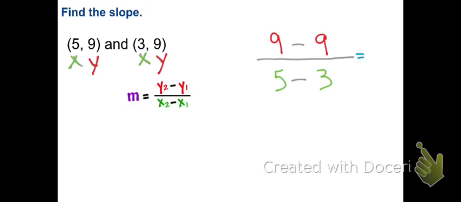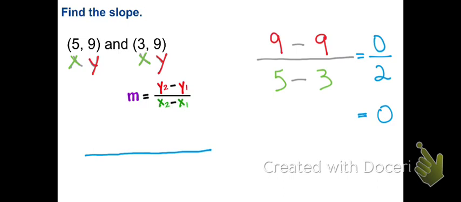All right, let's simplify. 9 minus 9 is 0. 5 minus 3 is 2. Let's put this into our calculator. 0 divided by 2 is 0. What does that mean? That means my slope is 0. If I were to graph it, it would be a flat line.